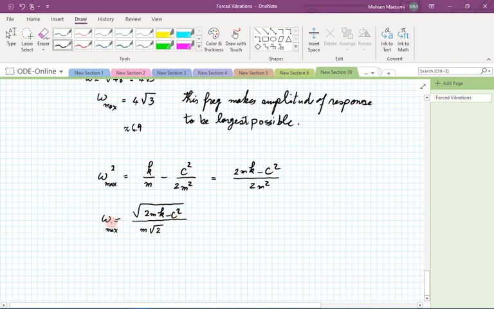Otherwise, you can't have an imaginary frequency. So a requirement for this to happen is 2mk has to be larger than c squared. And if it is so, then of course it's going to be underdamped as well. But not every underdamped problem leads to resonance like this. So we have this formula to help us get to the bottom of this thing in a few seconds.